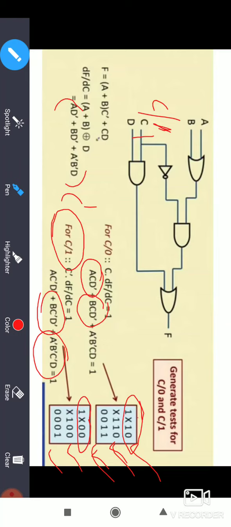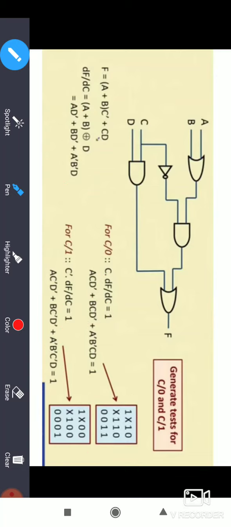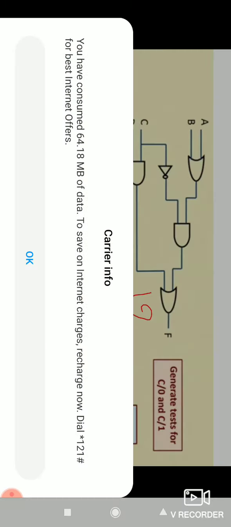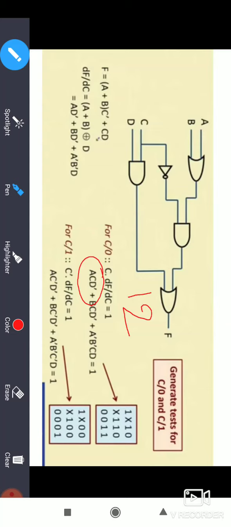Here also we got three test vectors. Now we can represent these test vectors in another form also. Here we can write the first term A as 1, here B is missing, so we can write 2. For the missing term, B is missing, so you can write 0.